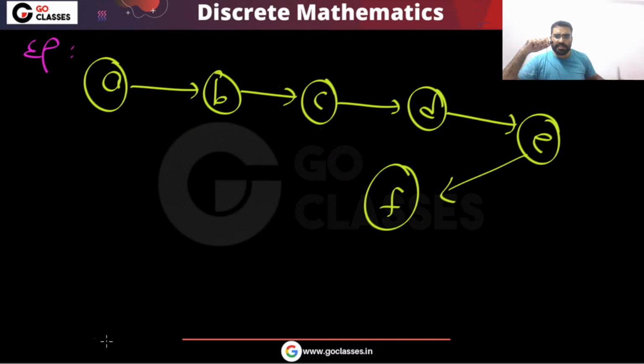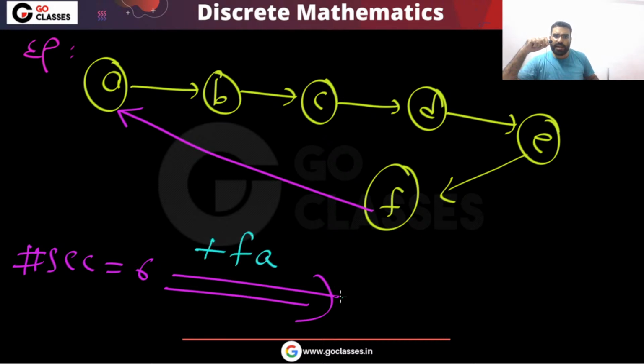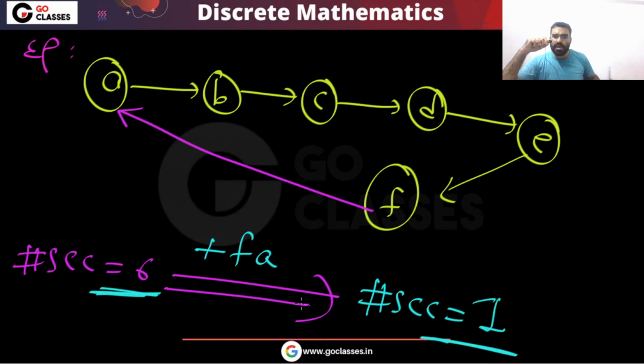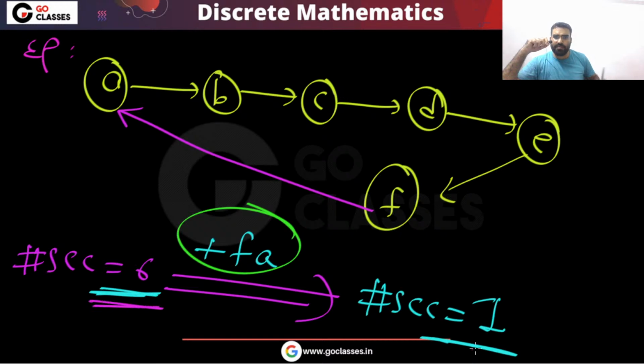Now, if I add this edge, what will happen? I am adding one edge. The number of strongly connected components was 6. If I add this edge, FA, the number of strongly connected components will become only 1. It can decrease by any number, yes or no? You are adding only one edge, and it can decrease by 5. It was 6, it has become 1.